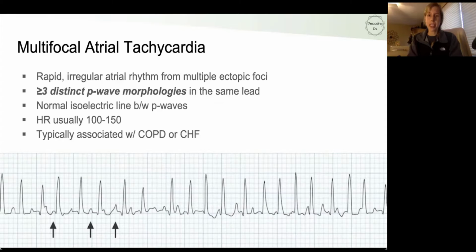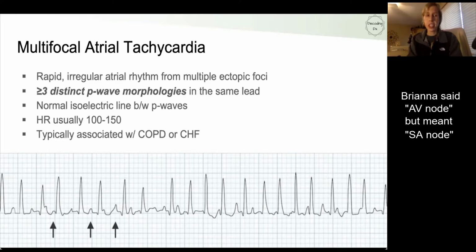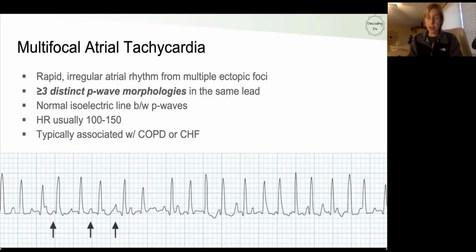So that's what it means by ectopic foci, that there are different origins of the electrical impulse other than the AV node. When you look at your EKG, you're going to see three or more distinct P wave morphologies. That means the P waves are going to look different. If you look at this example EKG, where the arrows are pointing, those are P waves, but they look very different from each other, and that's because each of those is coming from a different origin.